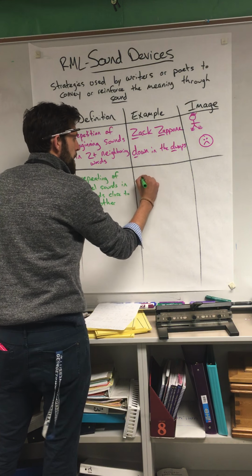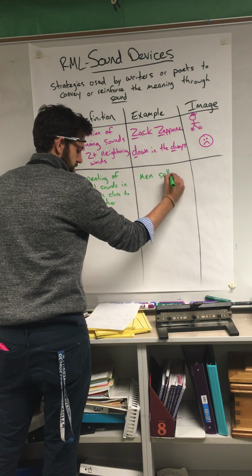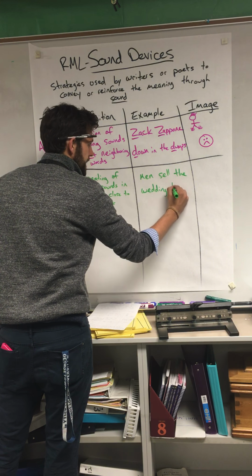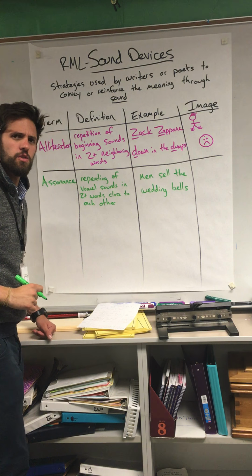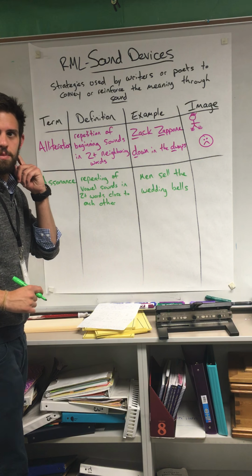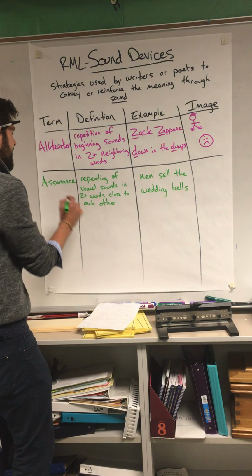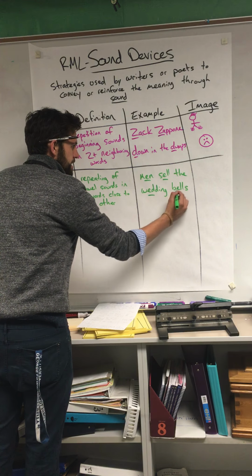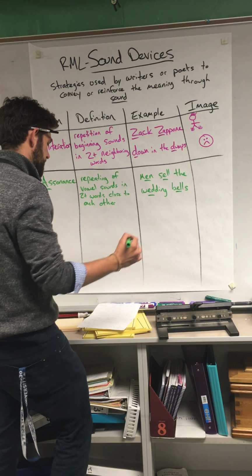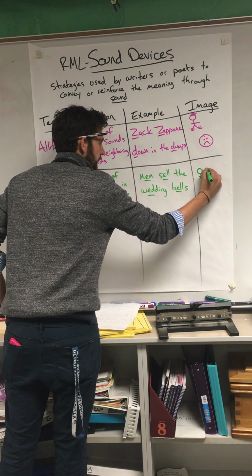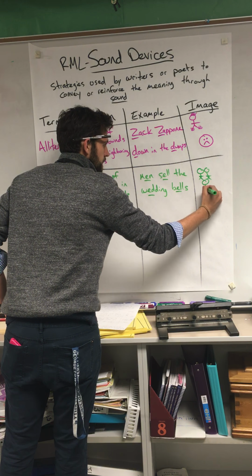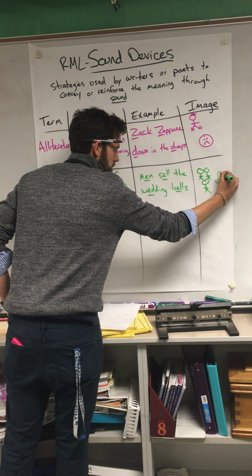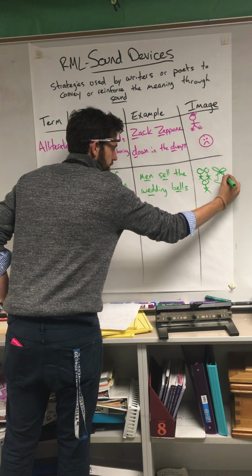So an example would be men sell the wedding bells. What is the repeating vowel sound? The repeating vowel sound is the assonance. So it's the men sell wedding bells. The eh sound is repeating. So here's a picture of men selling the wedding bells with a big giant bow on top.